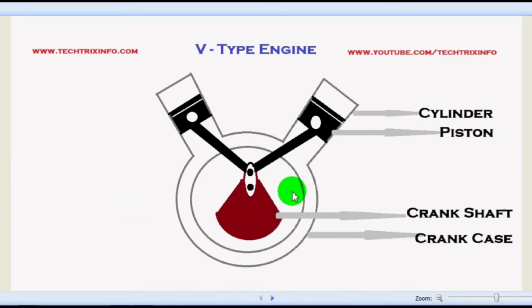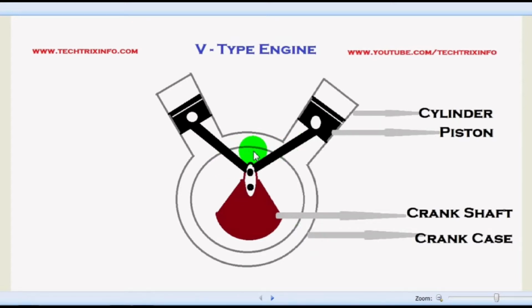Hi, in this topic we will be discussing a V-type engine. As you can see on the screen, these cylinders are placed in a V shape. You can see the pistons and the V shape created by the connecting rods also over here. So this is the crankshaft, and this is the crankcase.